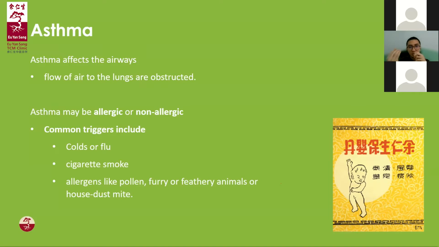So an asthma trigger can be anything that irritates the airway, and then it sets off the cascade, the symptoms of asthma. Common triggers are cold, flu, cigarette smoke, and allergens like we mentioned, like pollen, furry or feathery animals, or even house dust mites. Okay, then moving on.